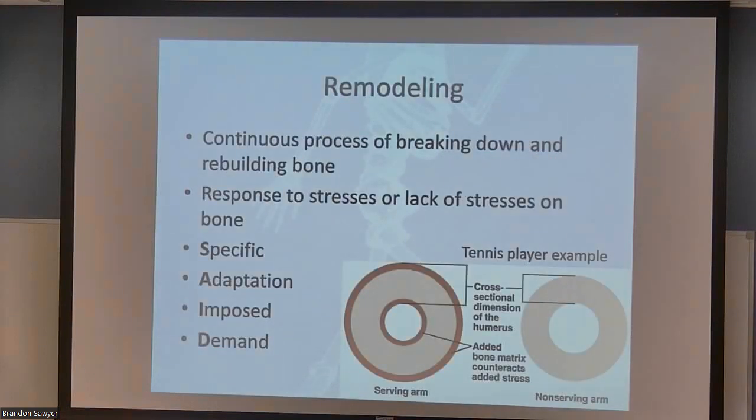Okay, bone remodeling. We've been talking about this over the course of the past couple of classes, but it's this continuous process of breaking down bone and then rebuilding it, right? And again, responding to stress or lack of stress.